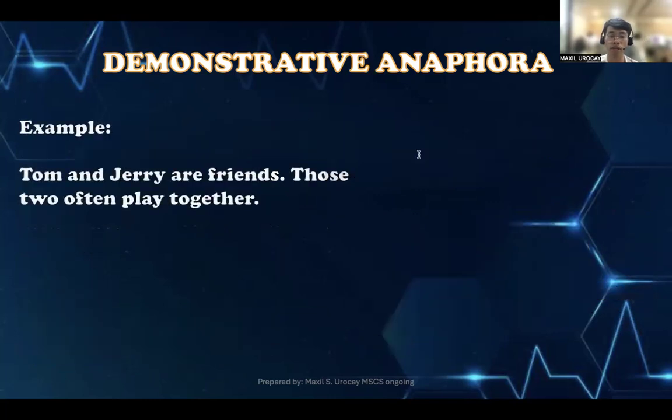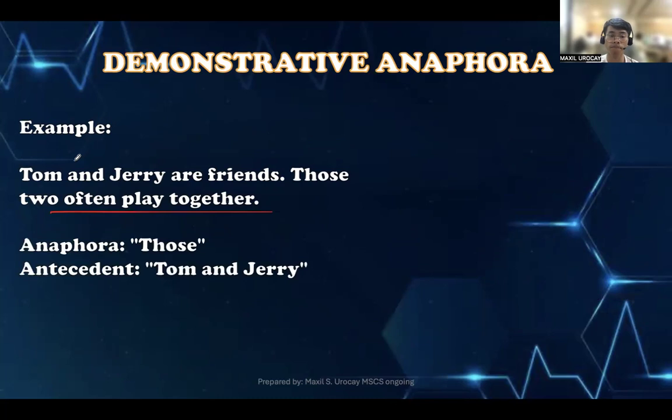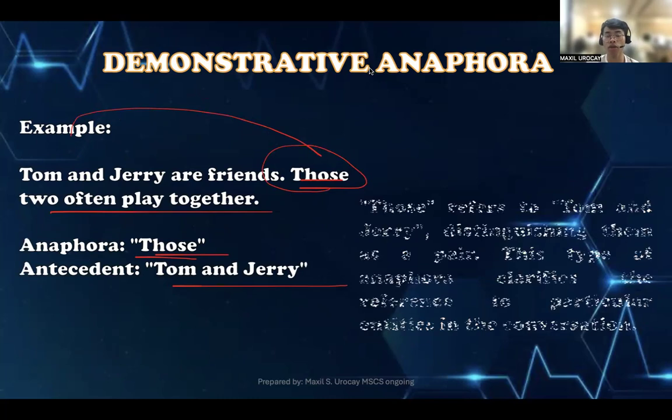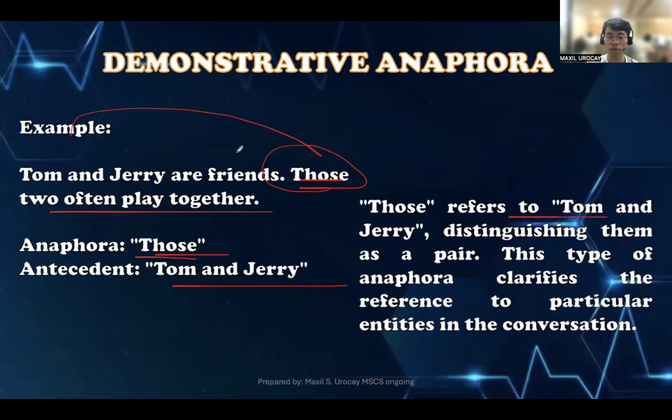Now, we have here another example like Tom and Jerry are friends. So those two often play together. So we are trying to discuss here that those is our anaphora and Tom and Jerry is our antecedent. So those is actually referring back to Tom and Jerry. Those refers to Tom and Jerry, which we distinguish as a pair.